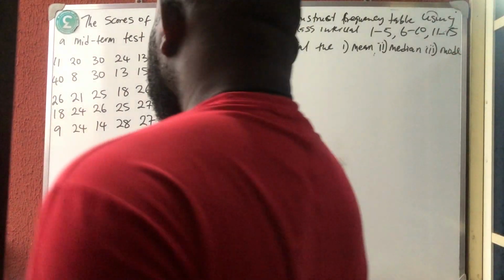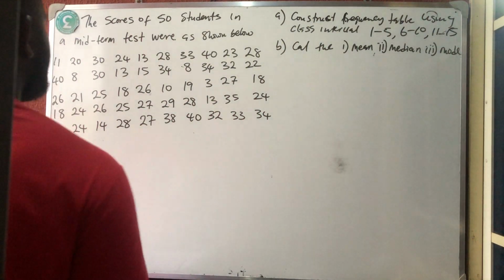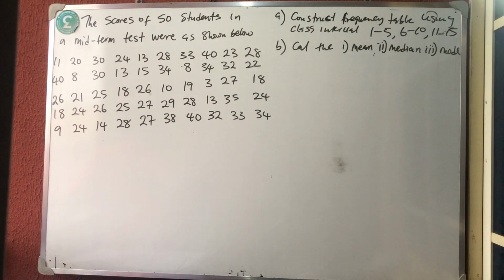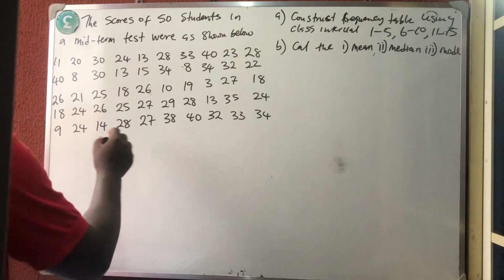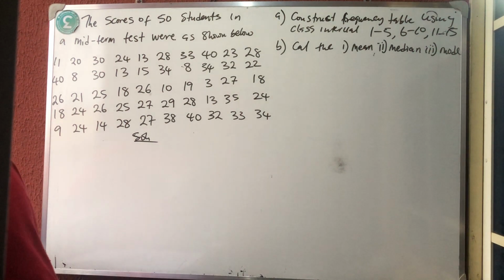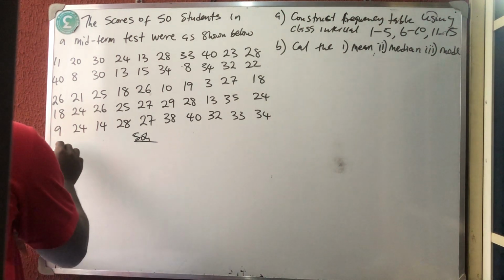Continue with our group data. We have a question that says the scores of 50 students in a mid-class test were as shown below. So, solution: look at the question. They say first of all we should construct a frequency table.